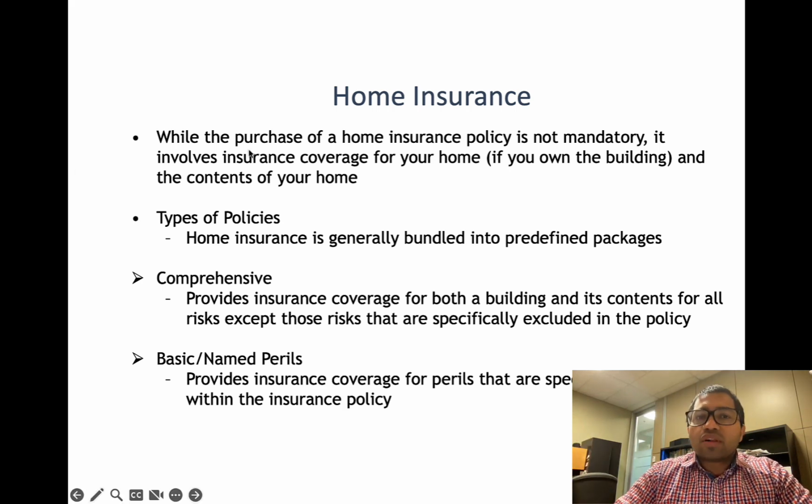So it involves insurance coverage for your home if you own the building, and the content of your home. Okay, so there are different types of policies. Home insurance is generally bundled into predefined packages. There is a comprehensive home insurance package. Comprehensive means it provides insurance coverage for both the building and its content for all risks except those risks that are specifically excluded in the policy.